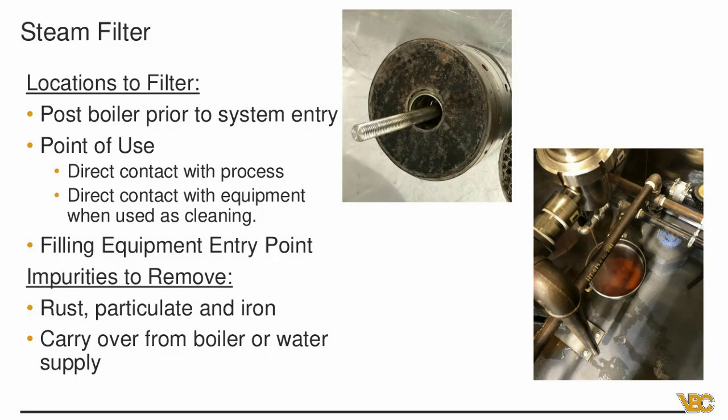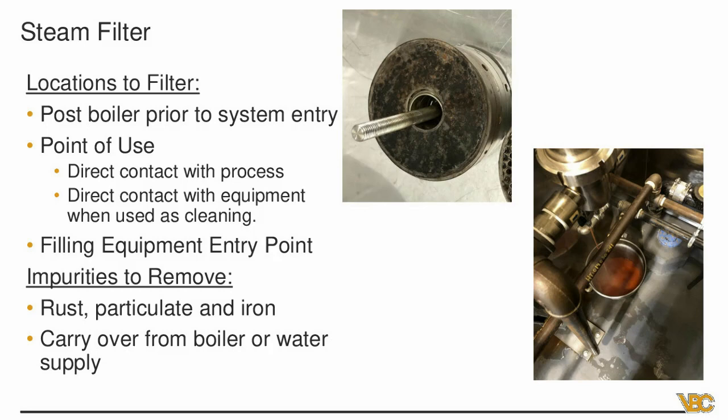The second one is the carryover from the boiler or the water supply. Depending on how hard or soft your water is, what you're doing with water filtration, when you put that into the boiler to turn into steam, there's going to be something that's going to come over that you're going to want to try to trap and remove prior to using it in your process. Two pictures I have up.